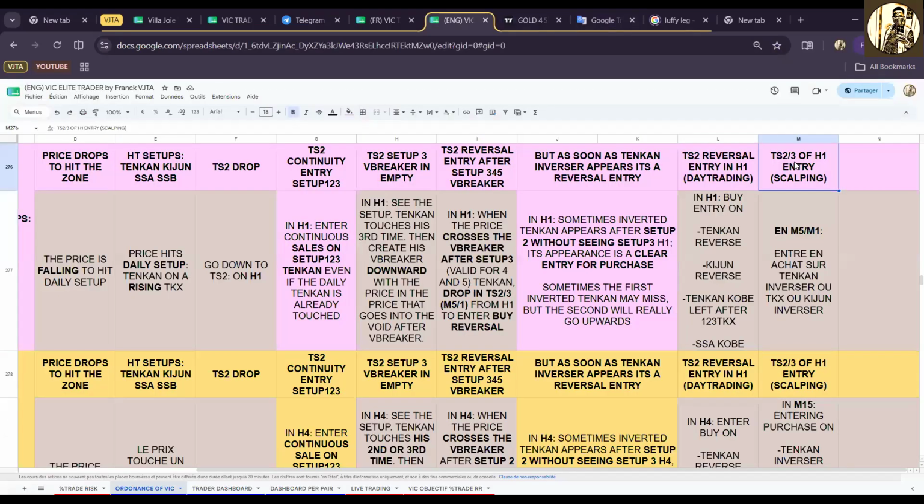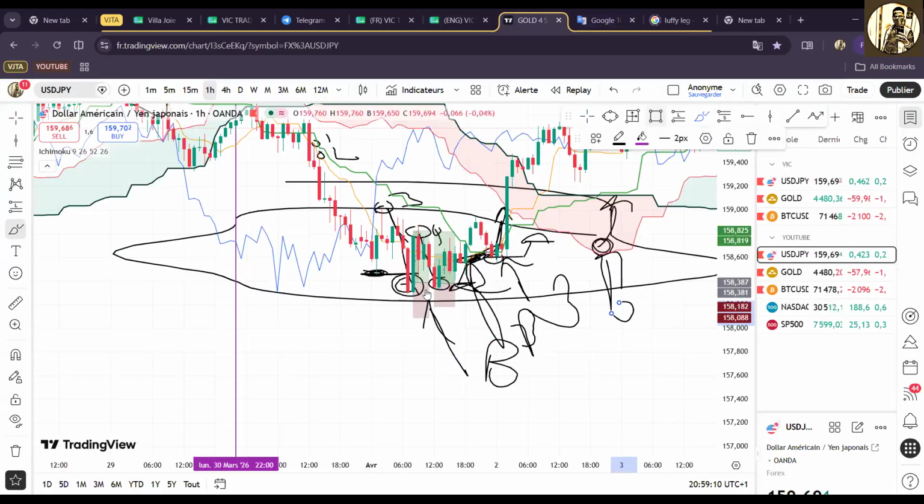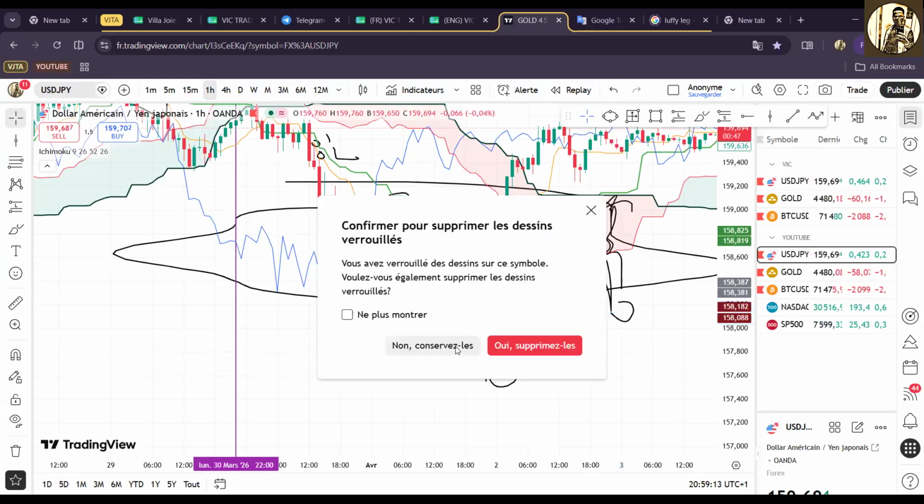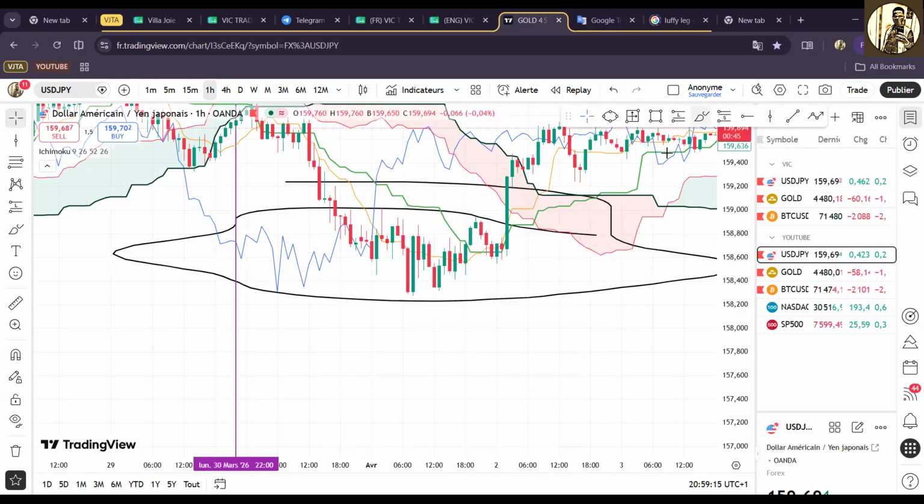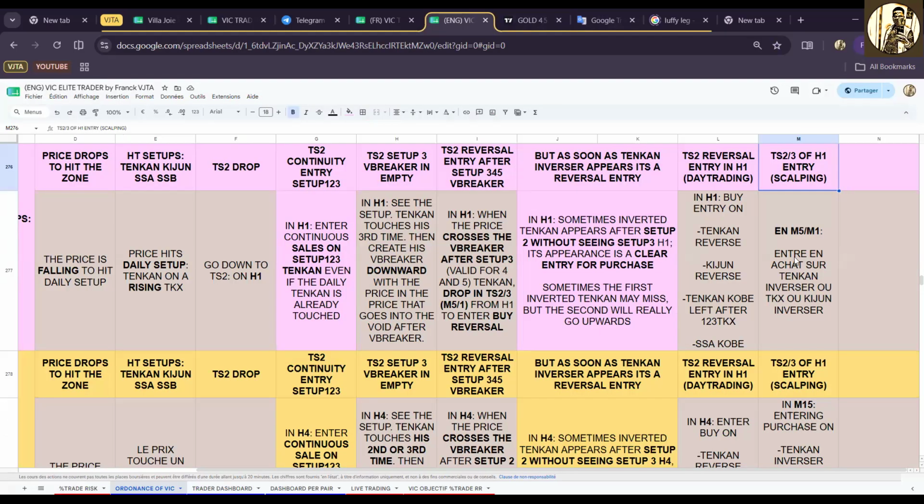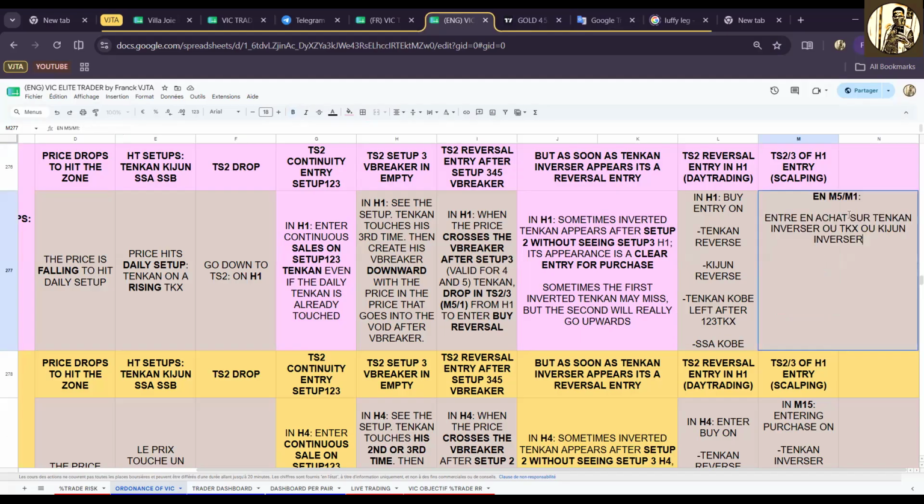But if you do scalping, how do you handle this case? If you are doing scalping, when you start to buy on Kijun inverted H1 here to take a buy, you go on 15 minutes, on 5 minutes, and enter on Tenkan inverted or Kijun inverted.